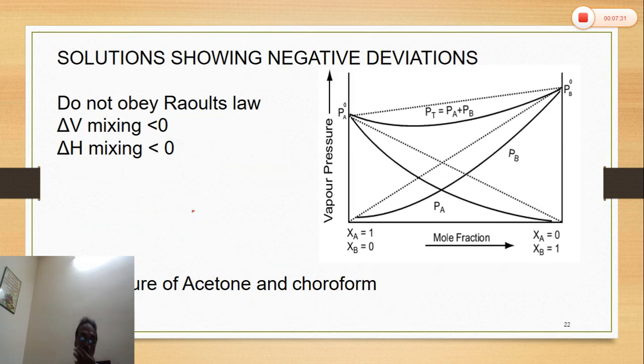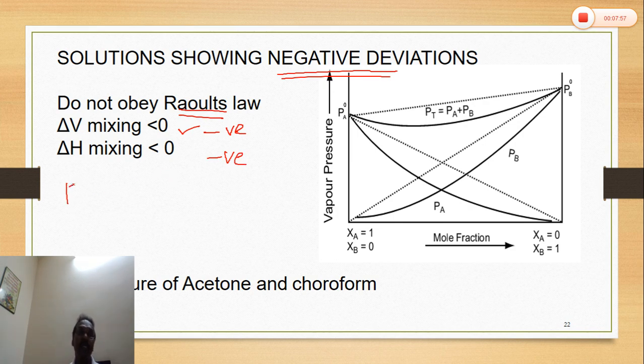Next is the solutions showing negative deviation. Negative deviation means when we draw the vapor pressure composition curve, it is deviated downward, that is, it carries a negative sign. Here also they do not obey Raoult's law. Delta V mixing is less than 0, that is negative. Delta H mixing is also negative, less than 0.